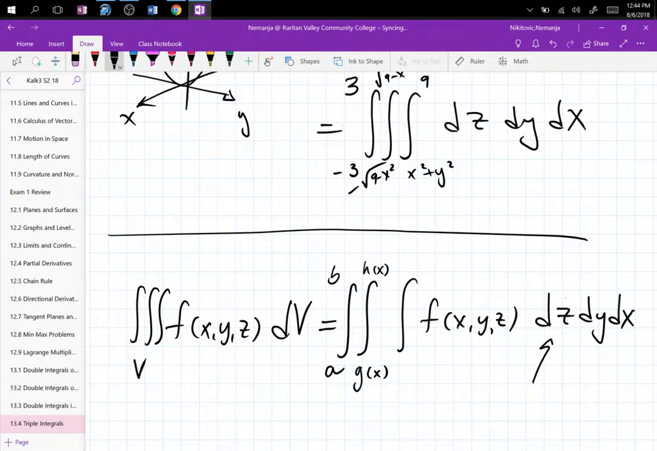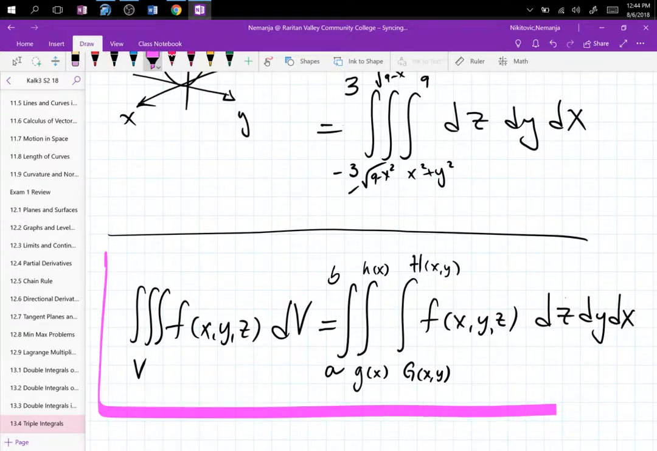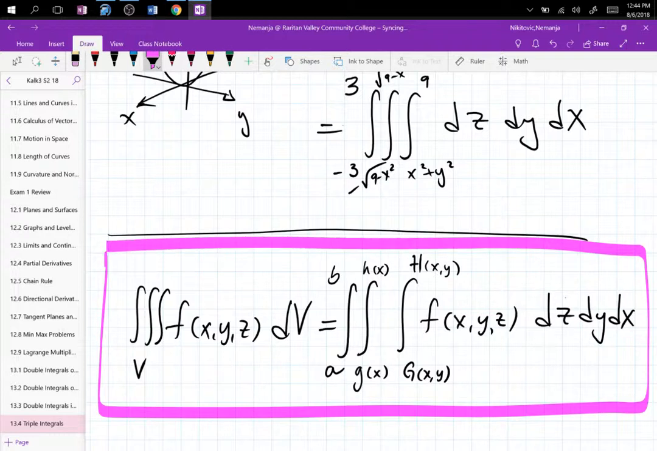And then you have z. Now z is a function of x and y. So this is going to be capital G of x, y, and capital H of x, y. So this is the general region. This is the triple integral. This is what we are focusing on.